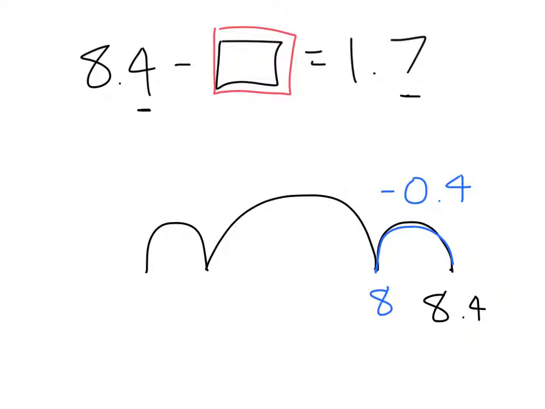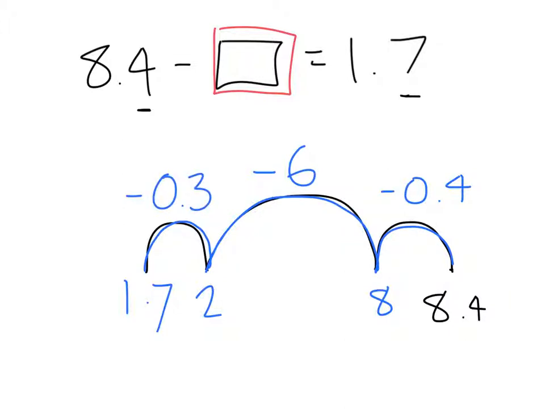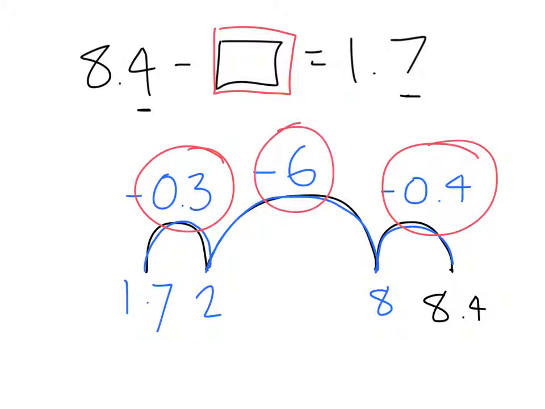Then our next jump needs to take us to 2, the number just above 1.7. So we're going to be taking away 6. And then we've got to jump a little bit back to get to 1.7. So we need to take away 0.3 to get there. So if we add these numbers together, 0.3 plus 0.4 is 0.7, plus 6, our answer is 6.7.